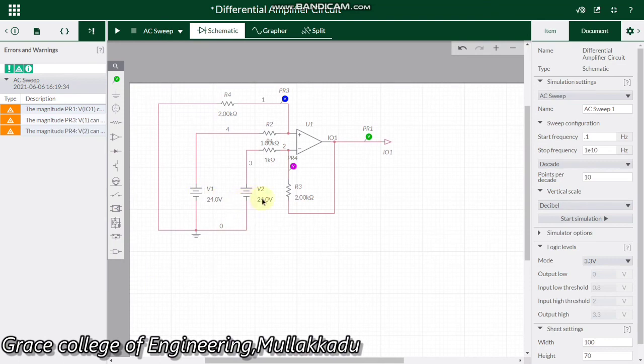Now we have the same voltage in the common mode voltage. Similarly, we can change the voltage to different values, and we can obtain the graph for the differential mode, and by using these two we can calculate the value of CMRR and plot the AC sweep graph for the differential amplifier circuit.